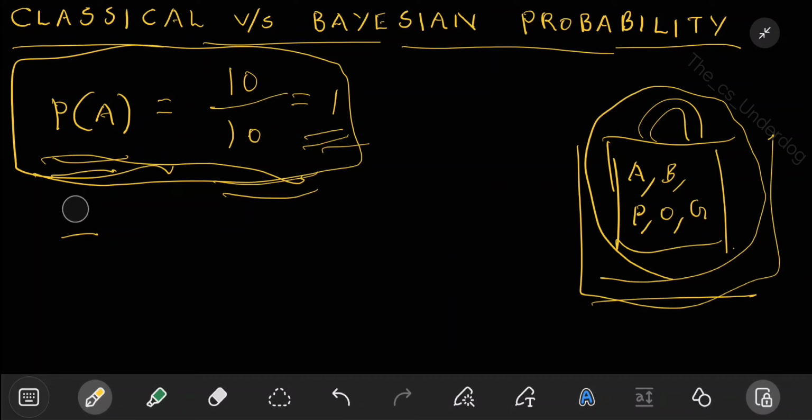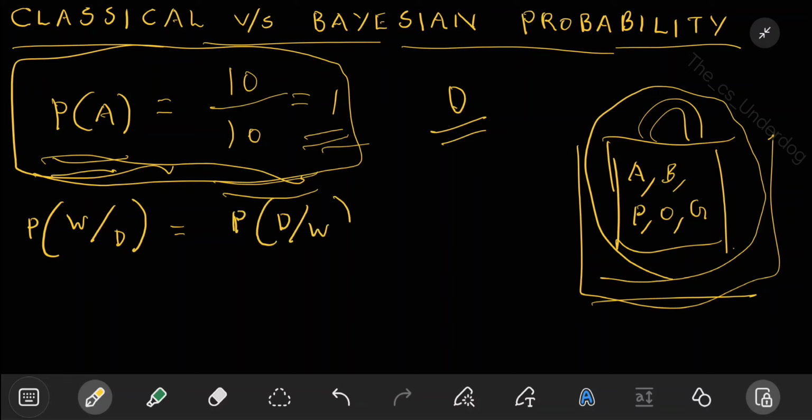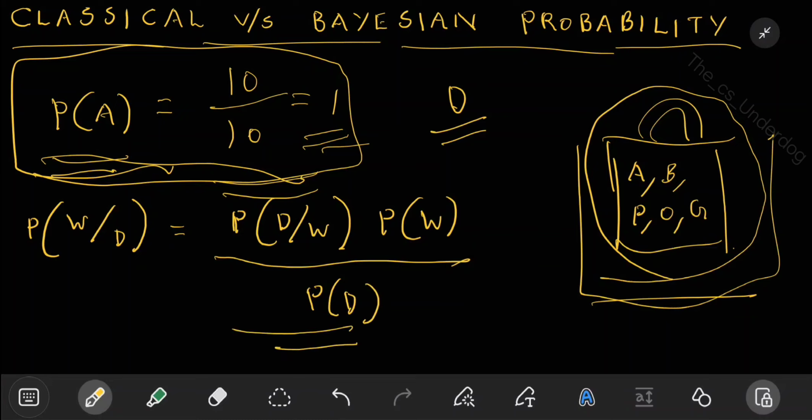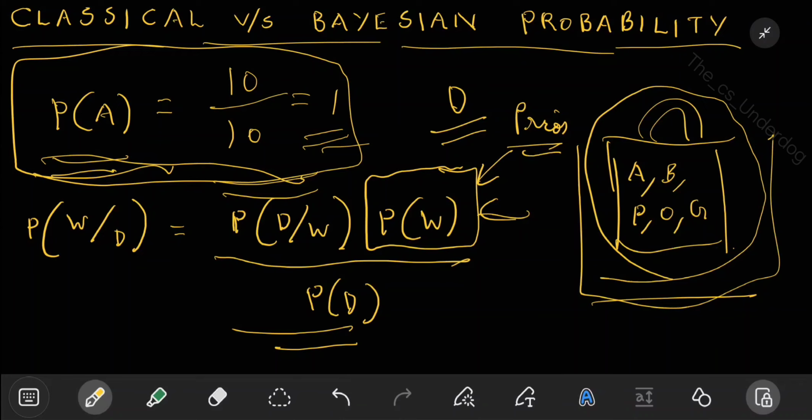So in the Bayesian approach, how do you find this probability of W given the data? Let's say you are given some data D. So probability of W given data, this is your posterior. How do you find this posterior? You will have a likelihood, that is probability of data given W, into probability of W, divided by probability of data. So here, this probability of W, this is your prior. This prior, you are fixing before you start the experiment. So based on your knowledge, you are fixing this prior before you started the experiment.